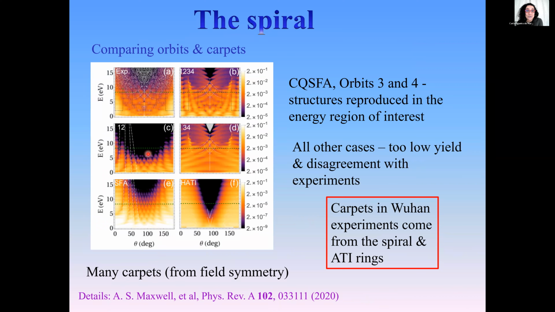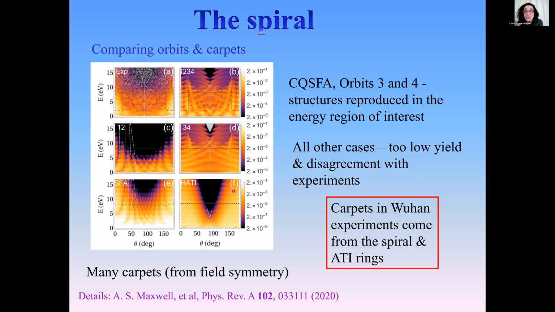Now, just to be sure, we decided to check all other combinations of orbits. We had the experiment, and we had our computation using everything. Here we just consider the interference between orbits 3 and 4. It matches the experiment really well. Now, if you consider the old theory with orbits 1 and 2, you have a carpet, but it's a different carpet. In fact, we realized that direct strong field approximation, rescattered strong field approximation, orbits 1 and 2 with Coulomb potential, and all the orbits were leading to carpets, but this is associated with the symmetry of the field.